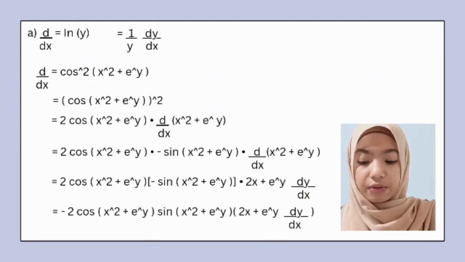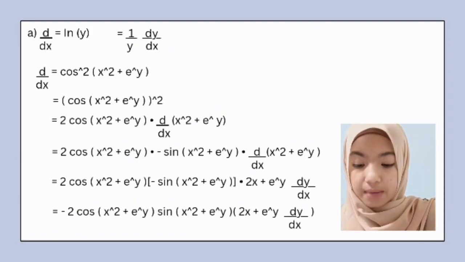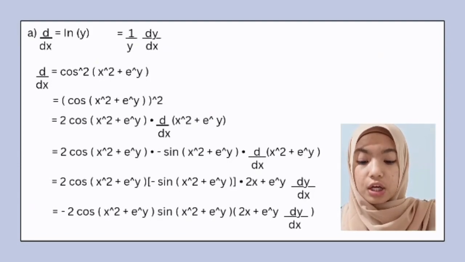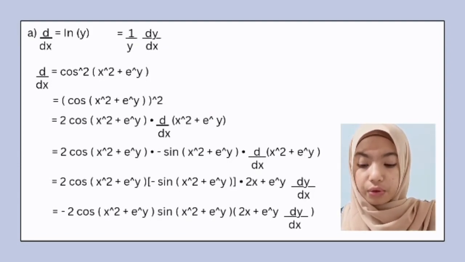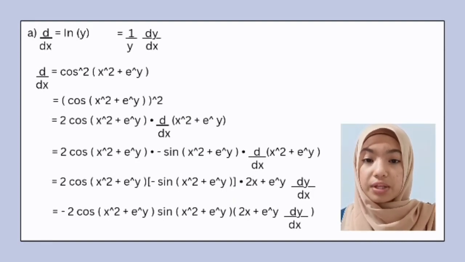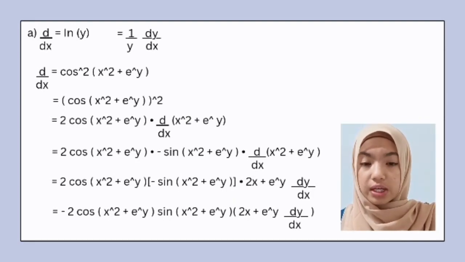For the second part, we have to differentiate cos squared bracket x squared plus e to the power y bracket. First, we bring the square down from the back of the bracket, so we put the 2 in front of the cos. So it will be 2 cos bracket x squared plus e to the power y, and the power will be 2 minus 1, so it will be equal to 1. And we have to differentiate again cos bracket x squared plus e to the power y. When cos is differentiated, it becomes negative sin.